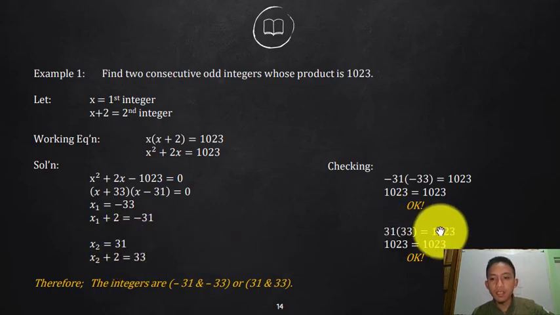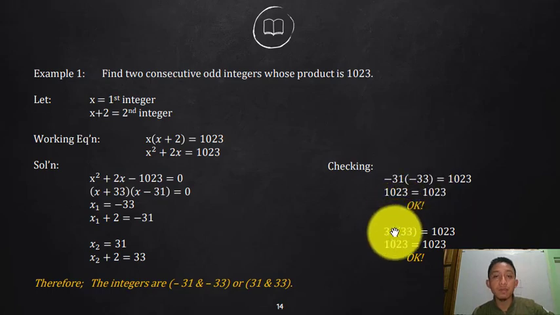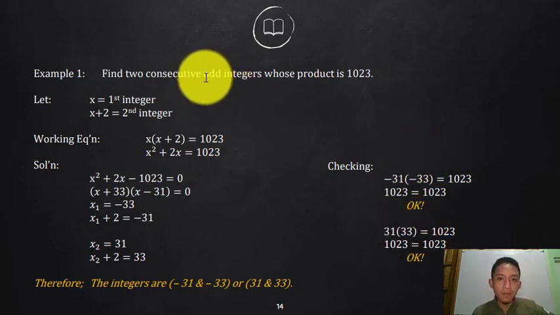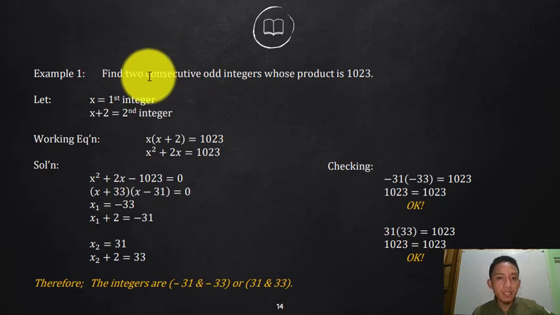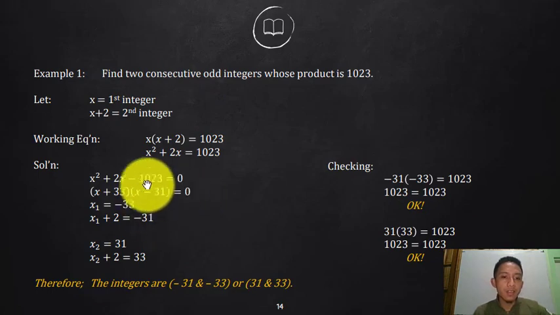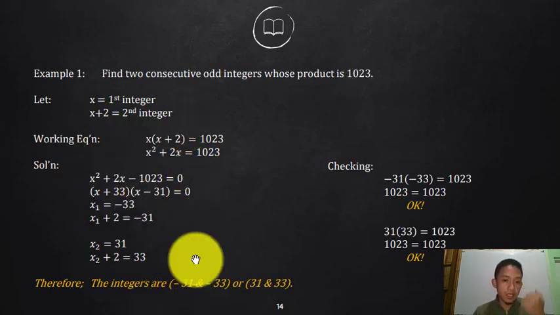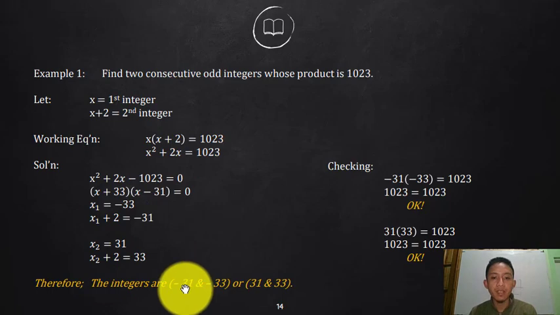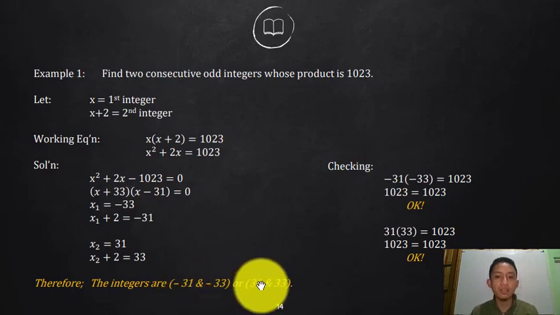Let's try to prove that one. That will be the same because, of course, it is the same number, only that this one is negative, negative and this is positive, positive. Are they both considered correct? Yes, because there is no specification. If the problem says find the positive, then your answer is the positive one. If it says find the negative, your answer is the negative one. Therefore, the integers are negative 31 and negative 33, or positive 31 and positive 33.